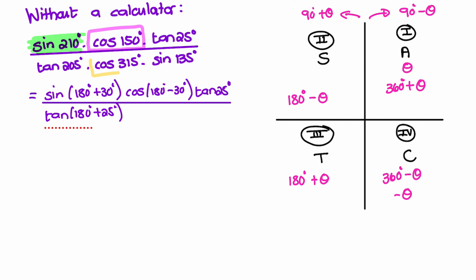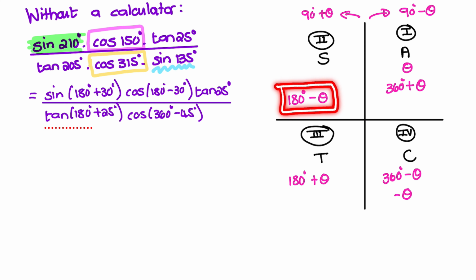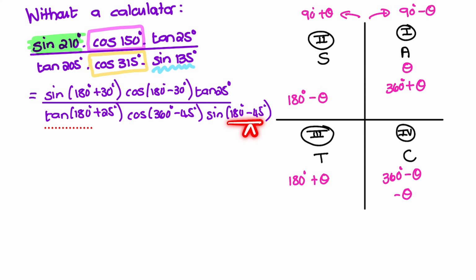Next, in the denominator, we have cos of 315. Now, 315 degrees is in the fourth quadrant because it's more than 270 but less than 360. So we are going to rewrite 315 as 360 minus 45 degrees. Again, 360 minus 45 is equal to 315. And lastly, we'll use 180 minus theta. So that'll be sine of 180 degrees minus 45 degrees, which is still equal to 135.